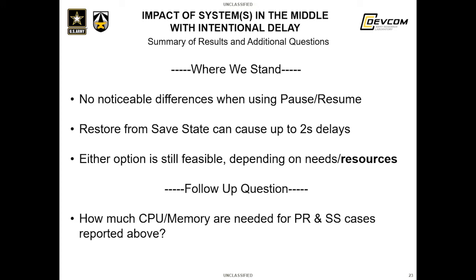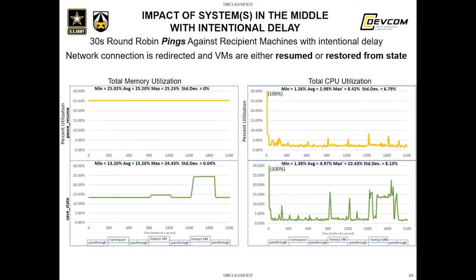Next, we wanted to further characterize the system utilization. As expected, when using the pause resume option, the memory utilization is constant because the VM is kept in memory when paused. However, CPU utilization during the pause and resume operation remained pretty low throughout. With the save state and restore cases, less memory is used when saved, but CPU jumps when instantiated in order to load the VM into memory, which is the cause for the delay that you saw on the previous slide.